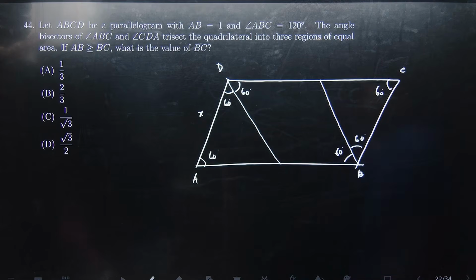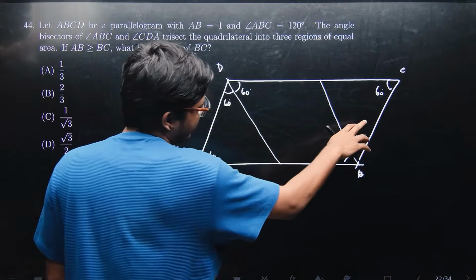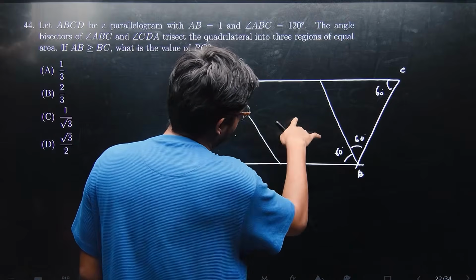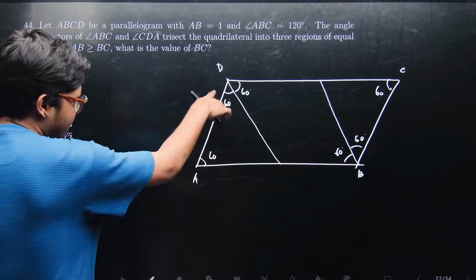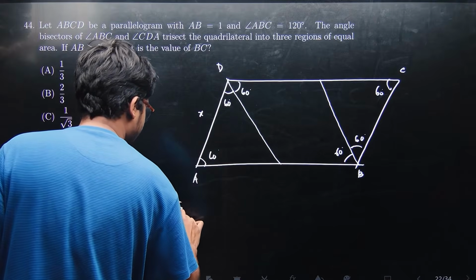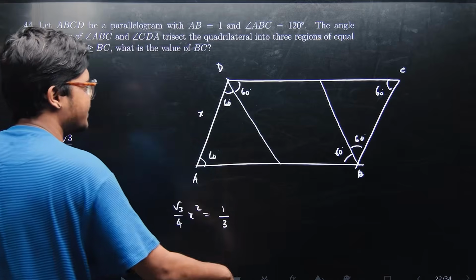Suppose it's some x, and x is the value that we need to find, right? We need to find the value of BC. So the area of this should be equal to what? Area of this equal to this equal to this should be equal to 1/3 the area of the overall parallelogram, right? So area of this triangle is √3/4 x squared, and that should be equal to 1/3 the area of the parallelogram, which is just base into height.